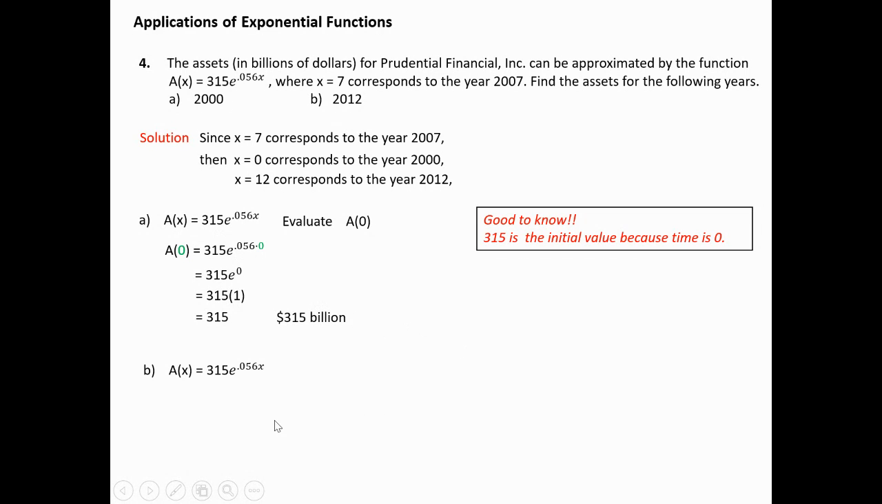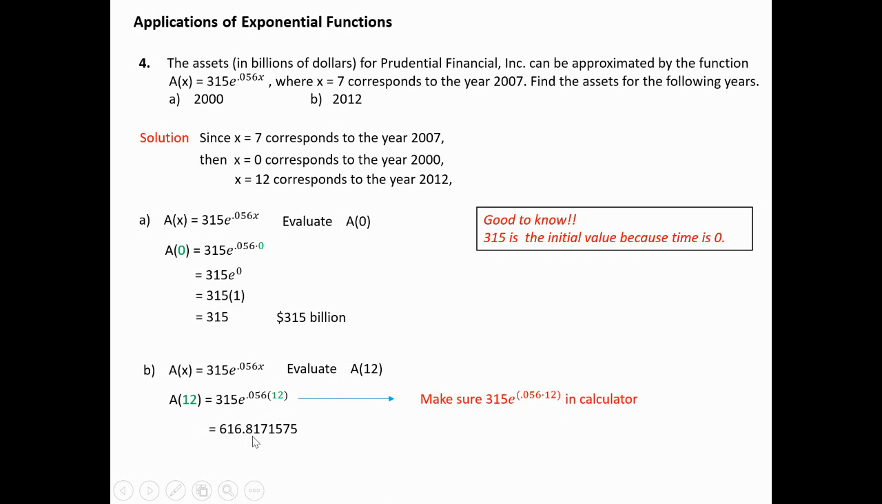So now let's try B. We're going to evaluate A of 12, which means I'm going to plug in 12 for x. Make sure that in your calculator you put it in parentheses. At times when students don't do that and put 315e to the 0.056 times 12 without parentheses, the calculator will follow PEMDAS, the order of operations. It will multiply 315 times e to the 0.056, and then multiply that by 12, which is not correct. So make sure the 0.056 times 12 is in parentheses.